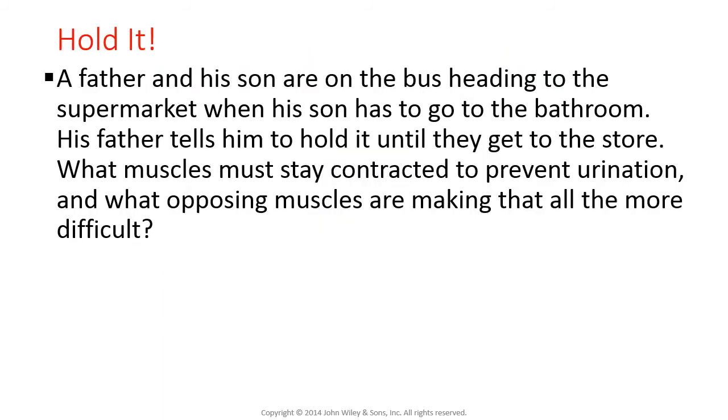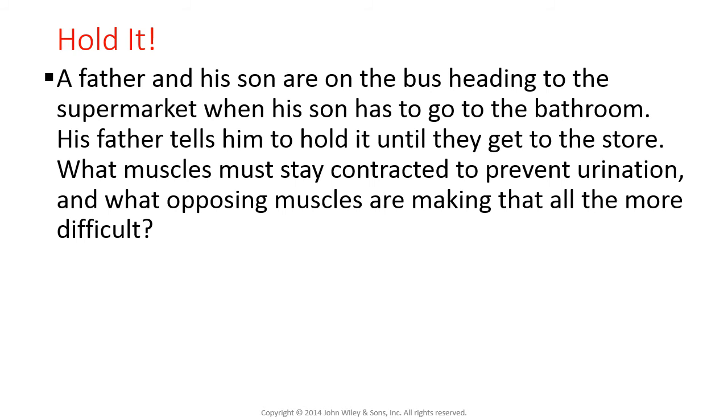So, next question. Father and son are on the bus heading to the supermarket when his son has to go to the bathroom. His father tells him he has to hold it until they get to the store. So what muscles have to stay contracted to prevent urination, and what opposing muscles are making that all the more difficult? So what you have to think about very simply is this.